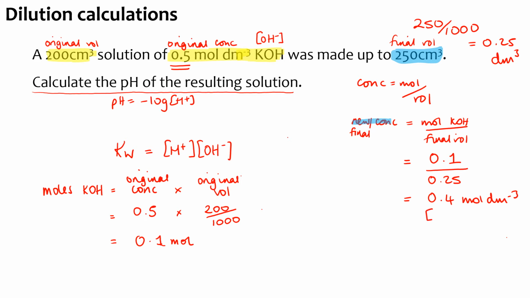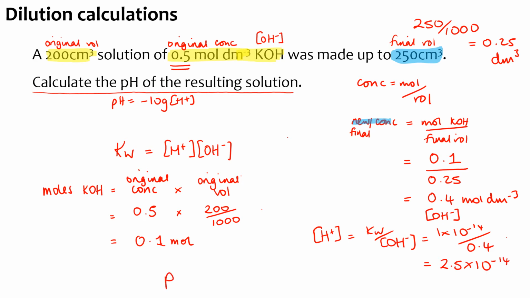Now that we've got this concentration of OH minus, we can use the Kw expression to work out what the concentration of H plus is. So 1 times 10 to the minus 14 divided by 0.4, our new concentration, gives us a concentration of H plus of 2.5 times 10 to the minus 14, and therefore pH equals minus log of the concentration of H plus. Minus log 2.5 times 10 to the minus 14, and we get a pH of, I'll put that in my calculator, 13.6. Again, to 2 decimal places.